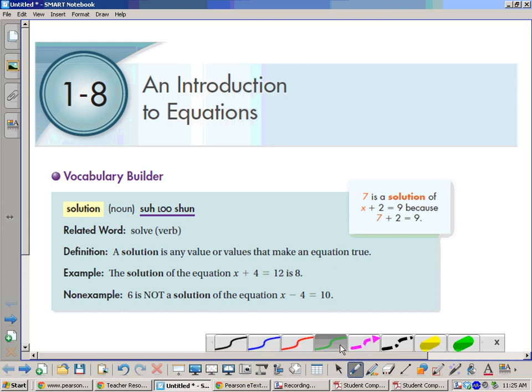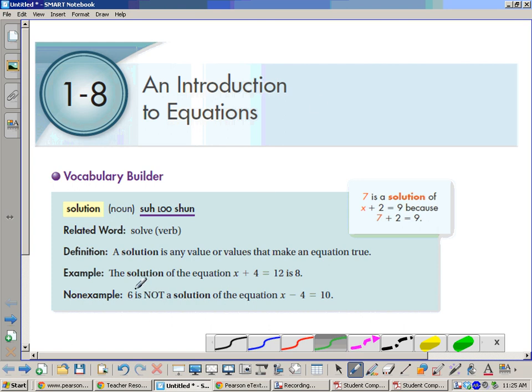So our definition that we're going to refer to is a solution. A solution is something that makes an equation true. So an example up here, x plus 2 equals 9. X equals 7 is the solution to this equation because it makes the equation true.